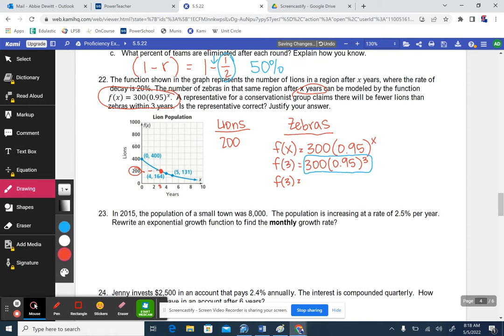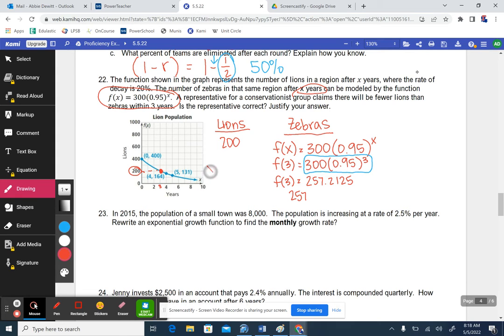If you type that in your calculator exactly how you see it, you should get that f of 3 equals, I have that written down over here, 257.2125. So how many zebras will you have in 3 years? Approximately 257. So was the representative correct when they said in 3 years there'll be less lions than zebras? Yes. There will be less lions than zebras.